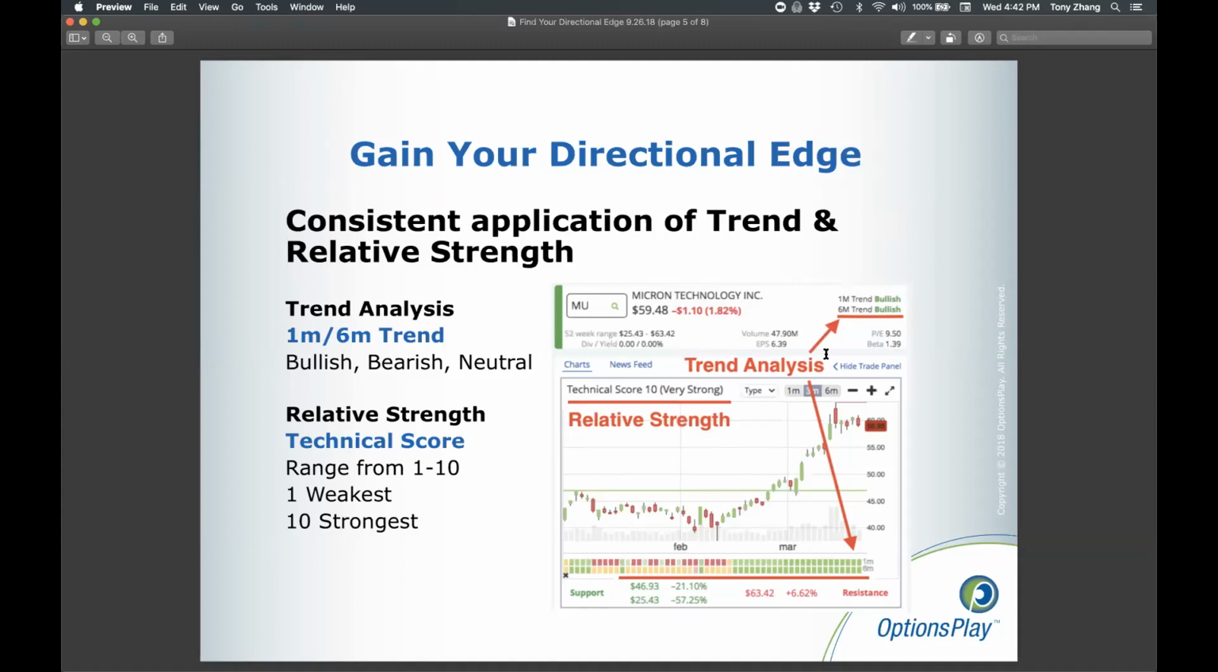What we did is we took 3 different moving averages, and we took the combination of the data that the 3 moving averages gave us and provided a simple to read trend analysis. Instead of telling you to look at the moving average and interpret it, we do that work for you, and we tell you what the 1 month and 6 month trend of a stock is, and whether it's bullish, bearish, or neutral. You see it on your OptionsPlay screen in the upper right hand corner in the security analysis panel.